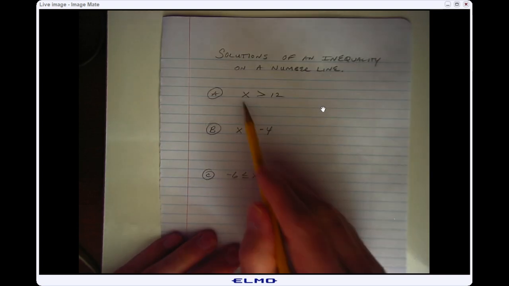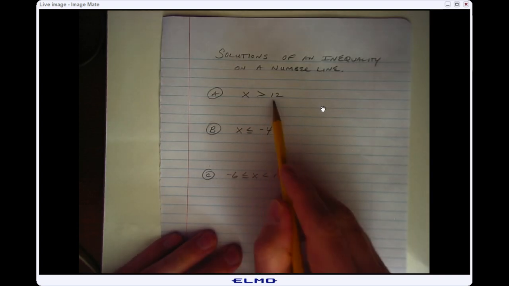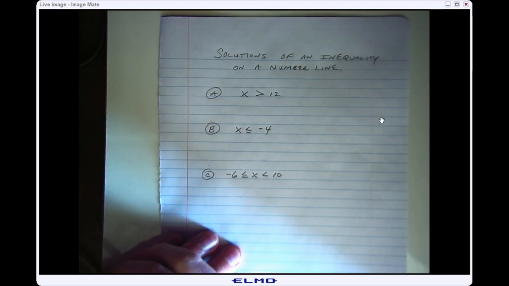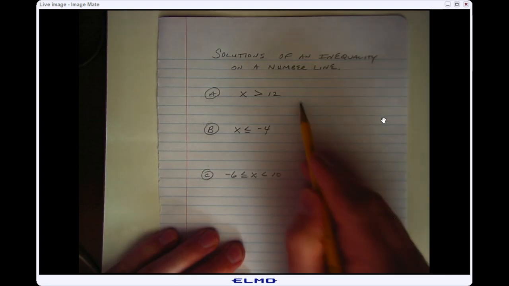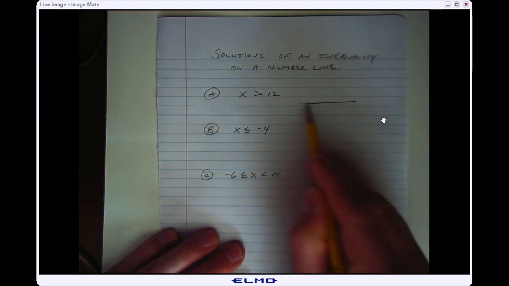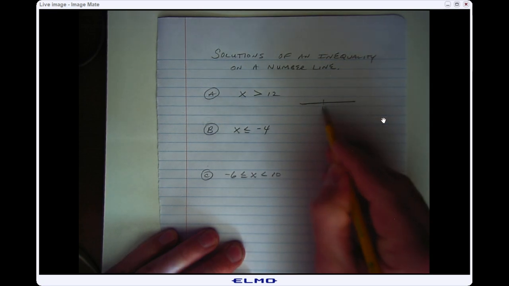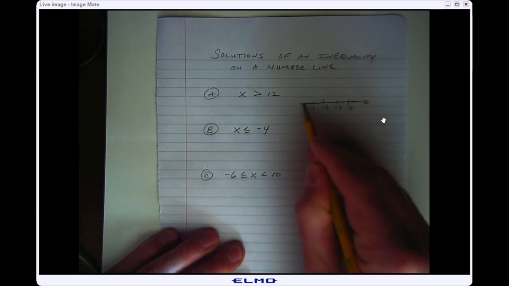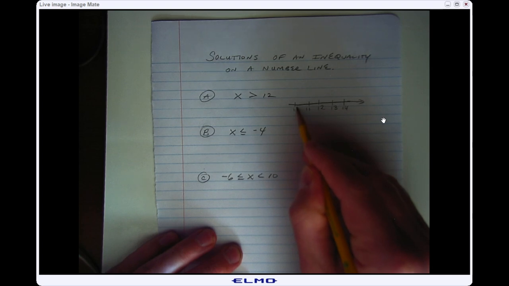As you can see, this is saying x is greater than 12. Now there's infinite answers to this, so the best way to show the solutions to this is to go ahead and do it on a number line. So what I like to do is find my boundary point. Now the boundary point for this is 12. So I like to put 12 here and then do a couple numbers on either side just to allow the reader to see this more clearly.